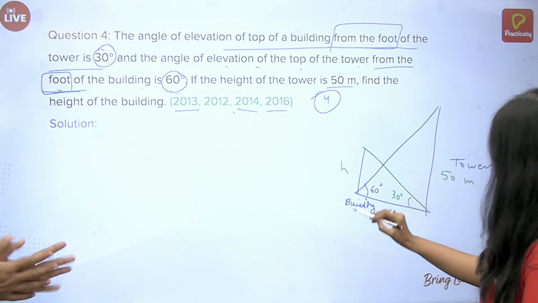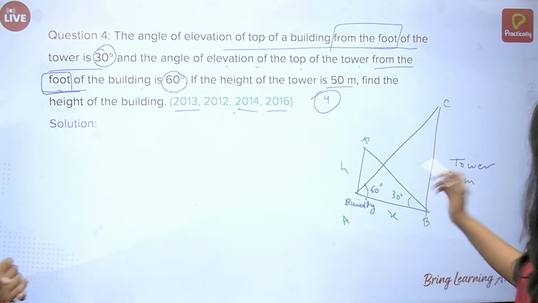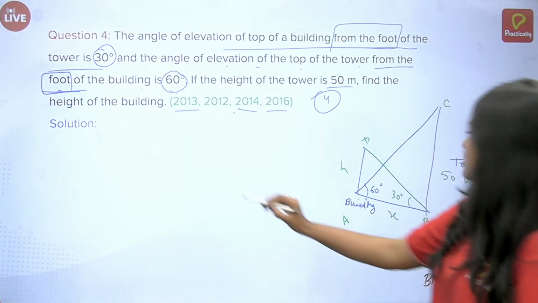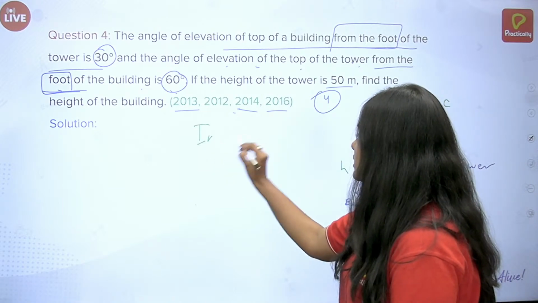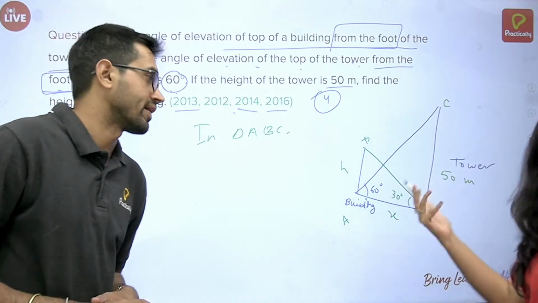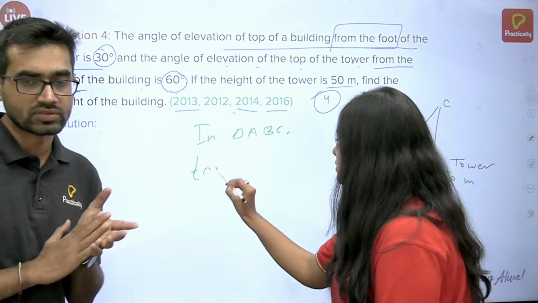Okay, so let us name this. First let us see in triangle ABC. So in triangle ABC, one angle is known, 60 degrees, tan 60 degrees, because it is perpendicular by hypotenuse.